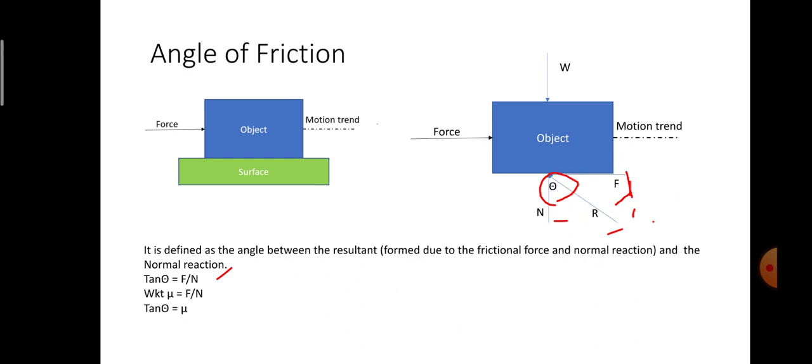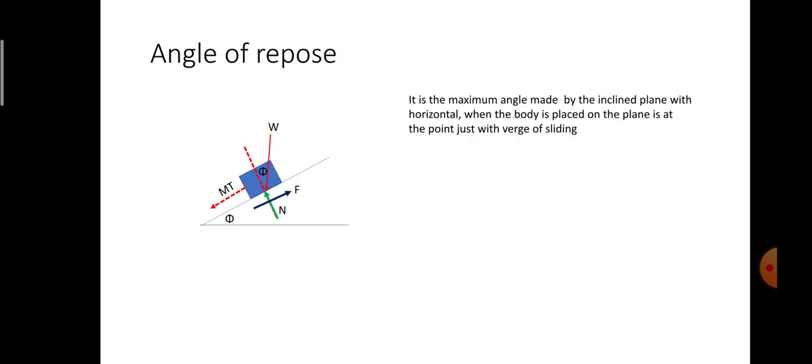So angle of friction is the angle between the resultant and the normal reaction. Coming on to the next very important terminology, here is the angle of repose. Here I am just considering an object which is resting on the inclined surface. I have not put any external force here. Due to the self weight itself and due to gravity, the body is tending to take the motion trend in the downward direction.